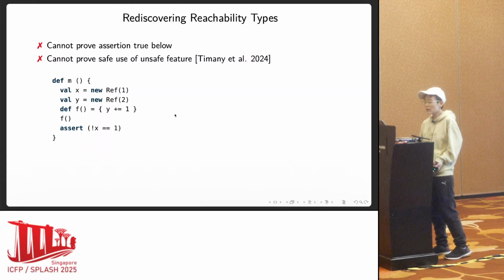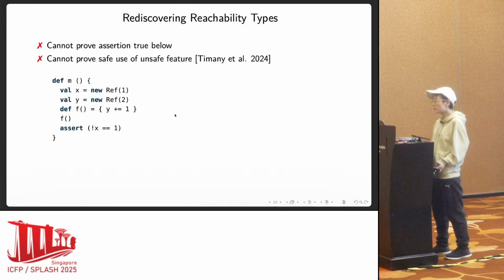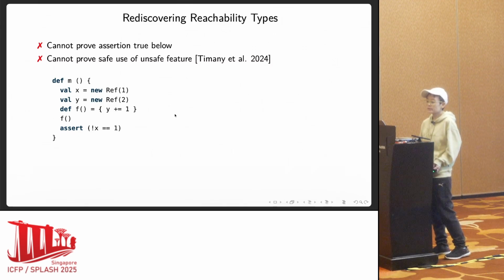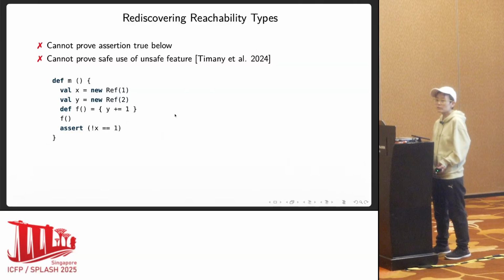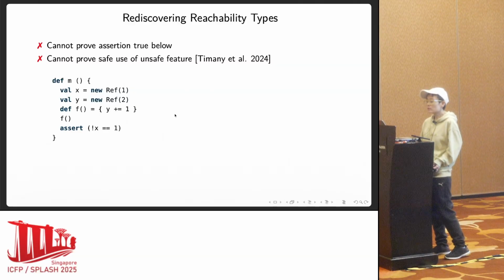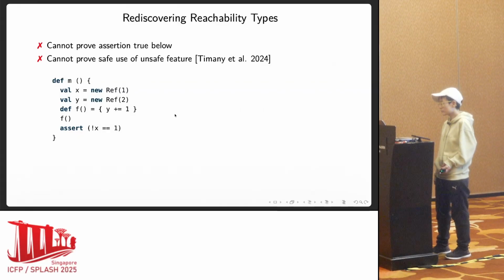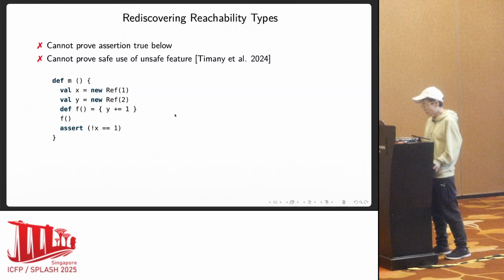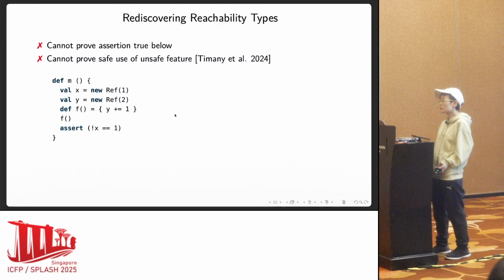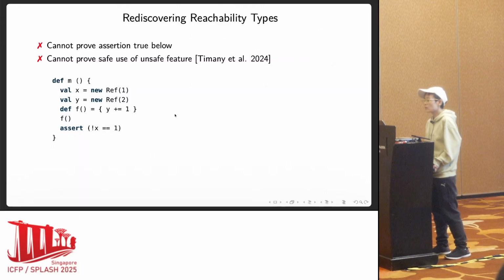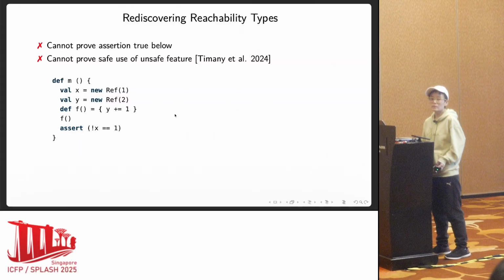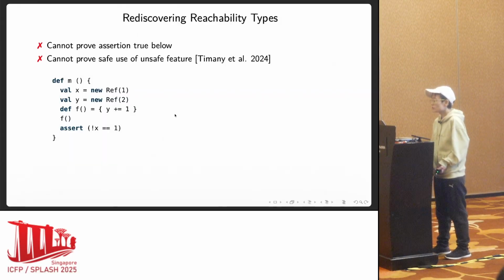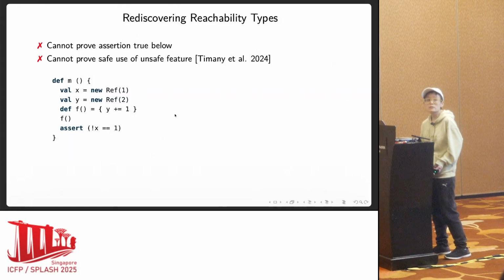For example, let's look at this example. The program allocates two references, and then there is a function. The function updates one of them. Then we have an assertion to say the other value stored in its location is preserved. With the logical relation we just saw, we cannot prove it. Also, the assertion is an unsafe feature because statically we cannot guarantee the assertion is always true. But this is an unsafe feature used in a safe way.